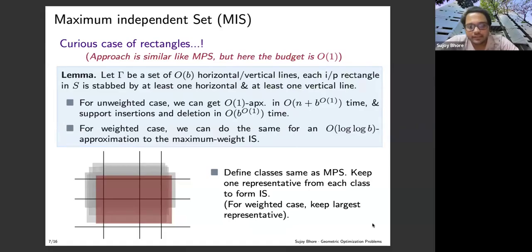Okay, so again, we are back in the arrangement. We have these horizontal or vertical lines, and we define the equivalence classes based on the rectangles intersecting the subset of these grid points. From each of these classes, we are again going to choose one representative. If it is the weighted case, then we are going to choose the largest representative. For the unweighted case, it doesn't matter, so we can just choose any one.